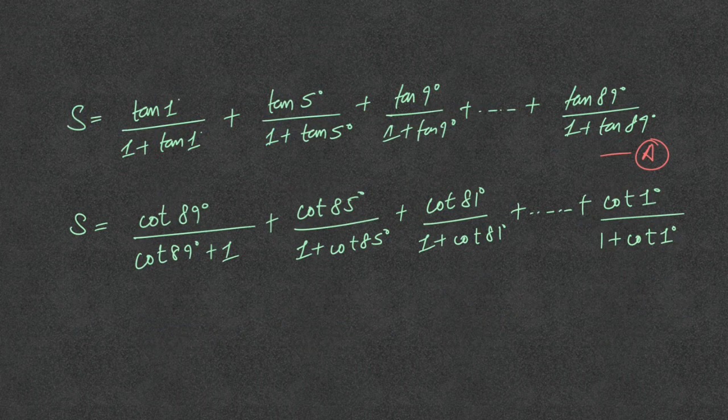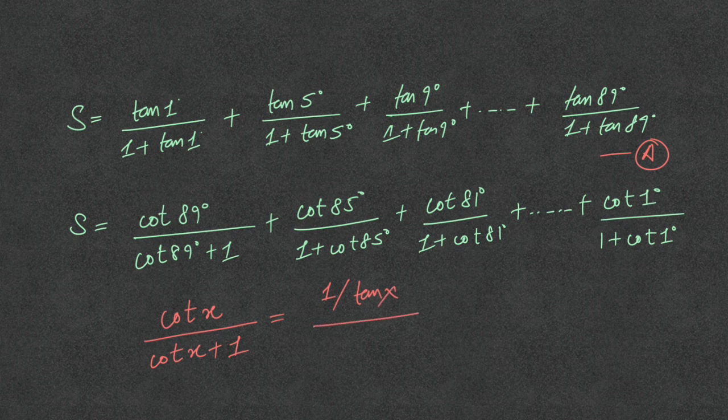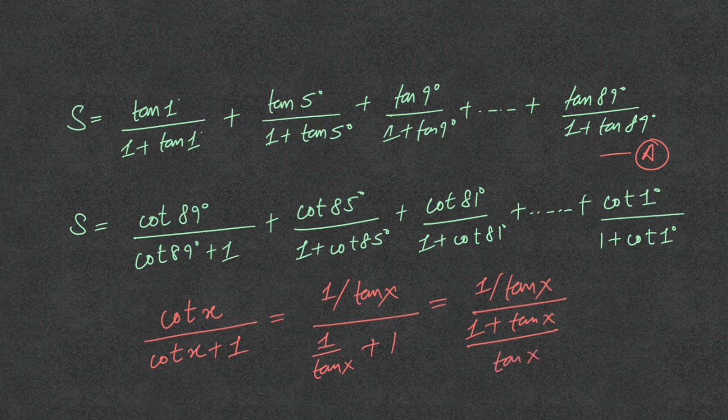Now in this expression, every term is following a pattern, which is cot of x divided by cot of x plus 1. Now converting this into tan, I can write it as 1 upon tan x divided by 1 upon tan x plus 1, because cot is reciprocal of tangent. It becomes 1 upon tan x whole divided by 1 plus tan x whole divided by tan x. Now tan x and tan x cancel, and finally we get 1 upon 1 plus tan of x.